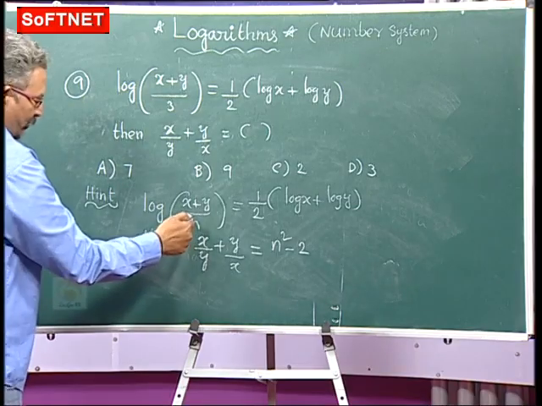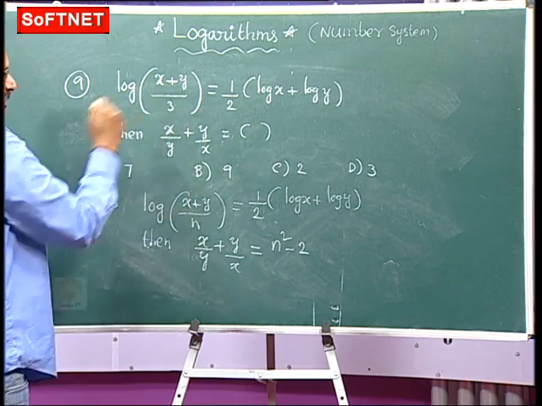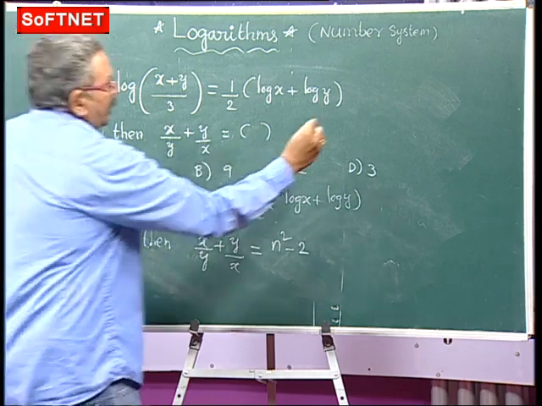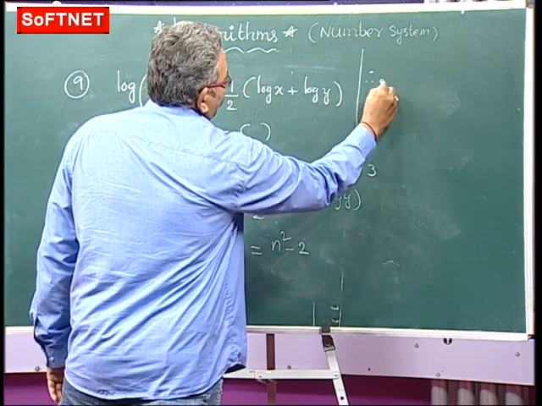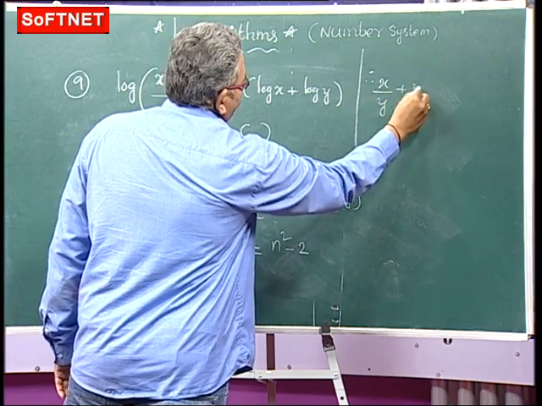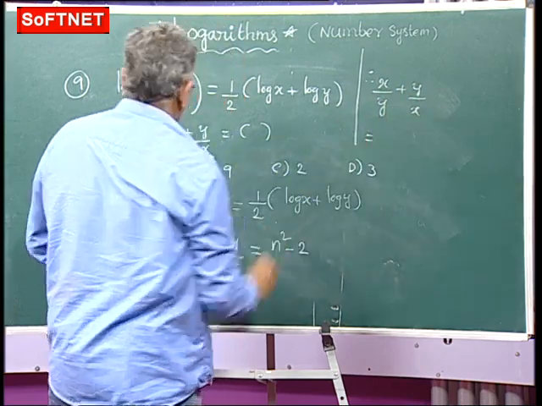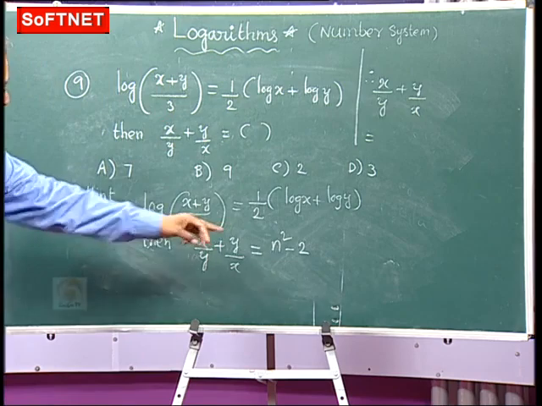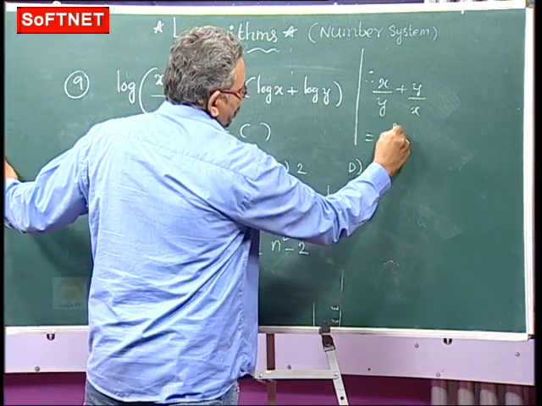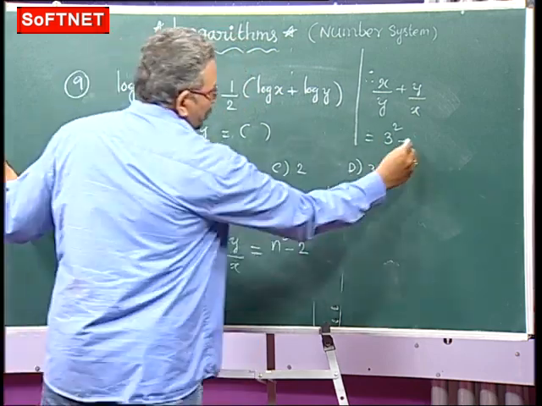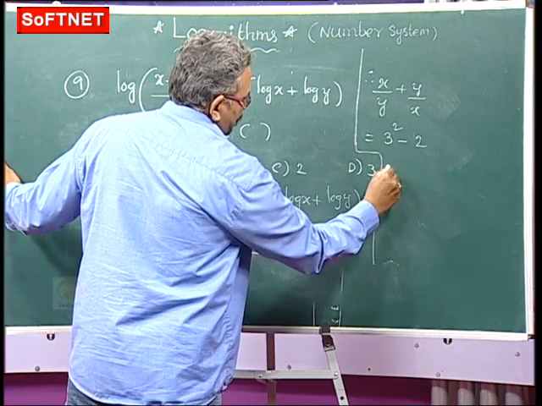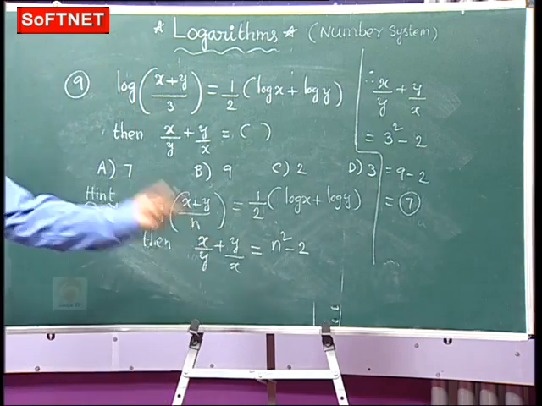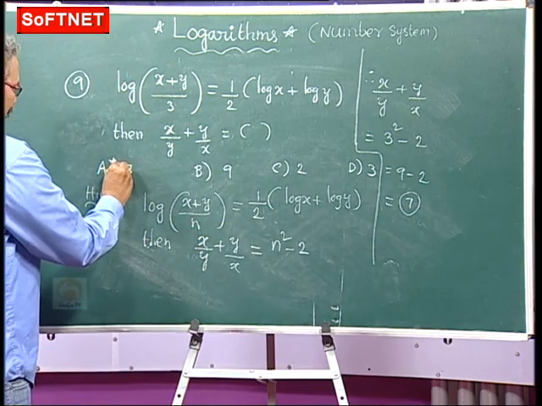So what is the n value here? Here n value is 3. So let us substitute. Therefore our answer becomes x by y plus y by x is equal to n square minus 2, n is 3, so 3 square minus 2. Let us check it: 9 minus 2, 7. So you get the answer 7. Which is the right option? A will be the right option.